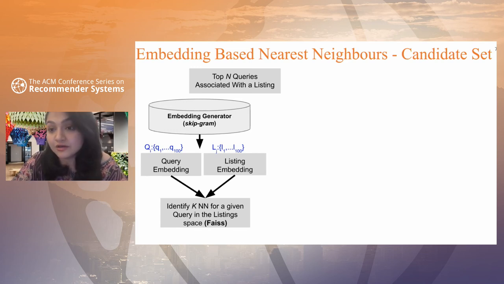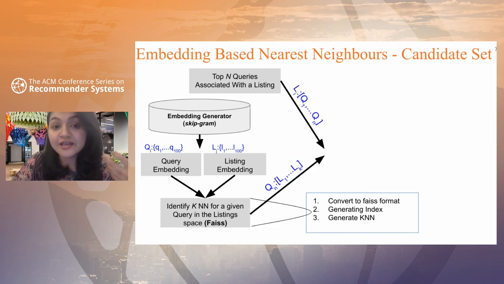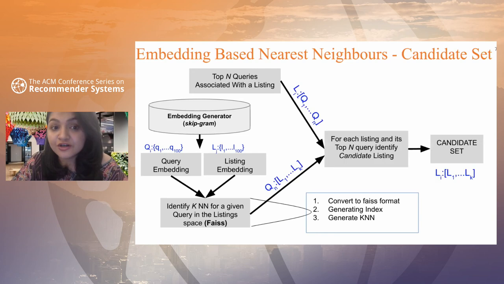And for the k nearest neighbor, we use the FAISS API. So now we have two components. We have top-N queries associated with each listing. And given each query embedding, we have k nearest neighbors in the listing space. This enables us to essentially get candidates for each listing via the query.